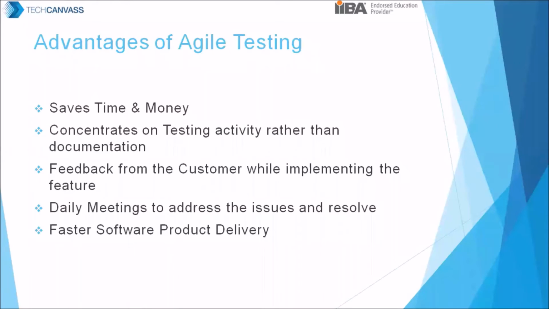Second point is concentrates on testing activities rather than documentation. Now what happens in non-agile testing? There we create our test cases, test scenarios, and so many documents. We are concentrating mainly on the documentation because based on that document only I am going to execute my testing, my test cases. However, here since we have a checklist, we don't have to go much deep into documentation. We don't have to waste our time in documenting.